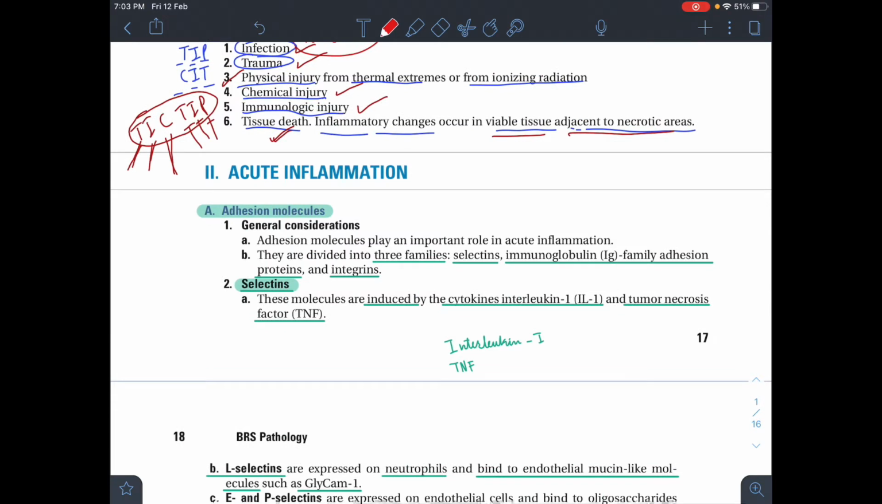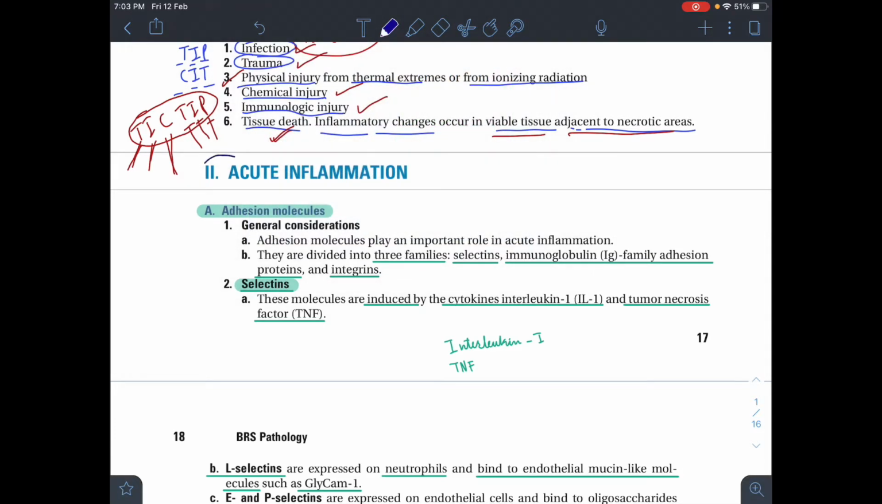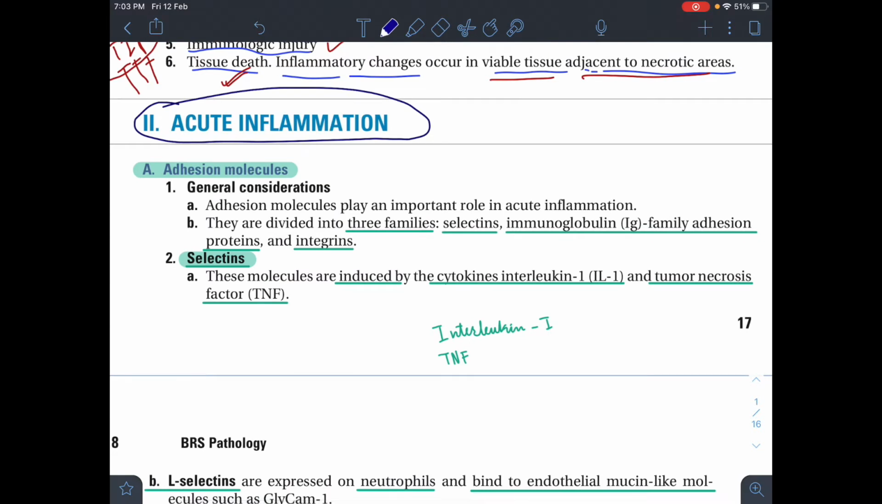Coming to acute inflammation. Acute inflammation involves adhesion molecules. Adhesion molecules play an important role in acute inflammation. They are in 3 families: selectins, immunoglobulin family adhesion proteins, and integrins.